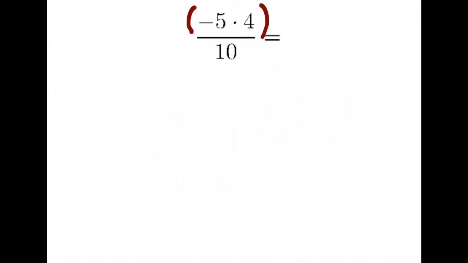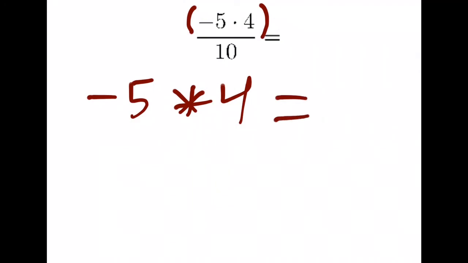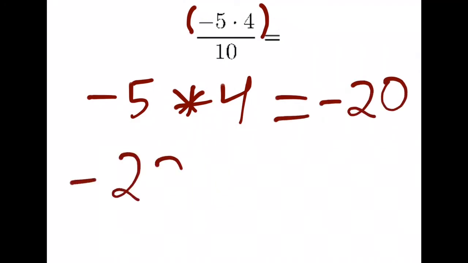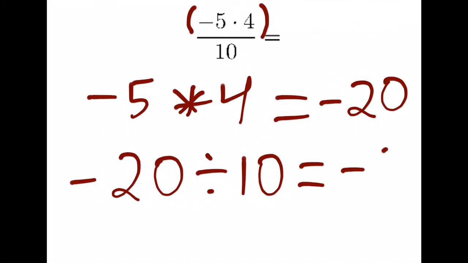Keeping that in mind, let's solve this problem using both techniques. If I did -5 times 4 first, if I only deal with two numbers at a time, one is positive, one is negative, different sign, so I know it comes out negative. And then if I take -20 divided by 10, again I have a negative number divided by a positive, different sign comes out negative, and my final answer is -2.